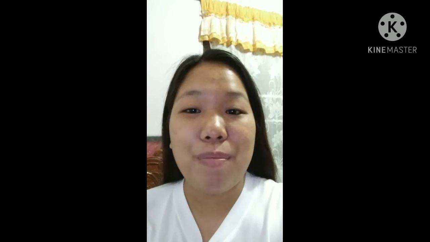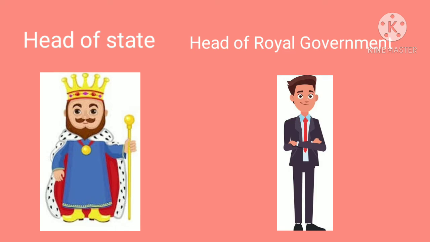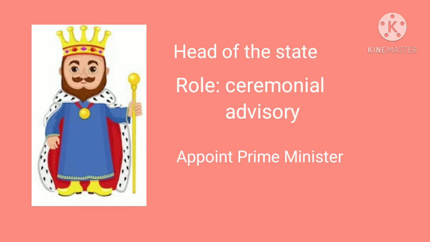Cambodia is set up as a multi-party democracy under a constitutional monarchy. The king serves as the head of state, and the prime minister is the head of the royal government of Cambodia. The king's role is largely ceremonial and advisory. The king is the one who appoints the prime minister.